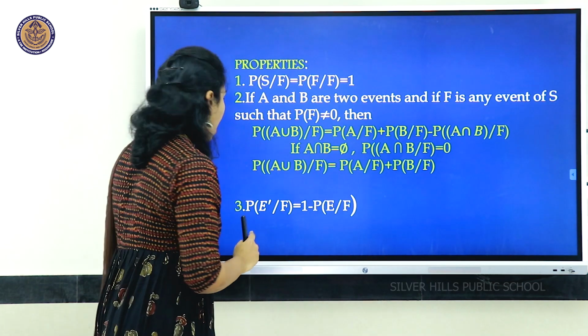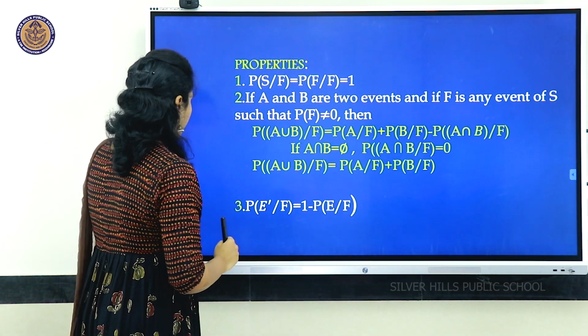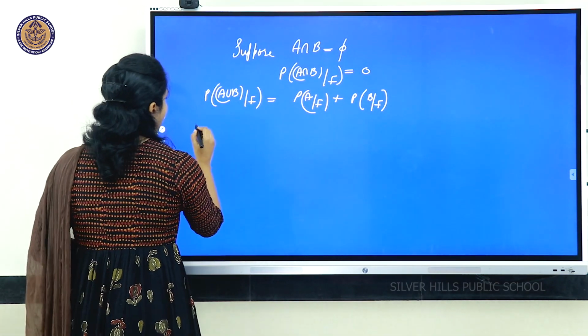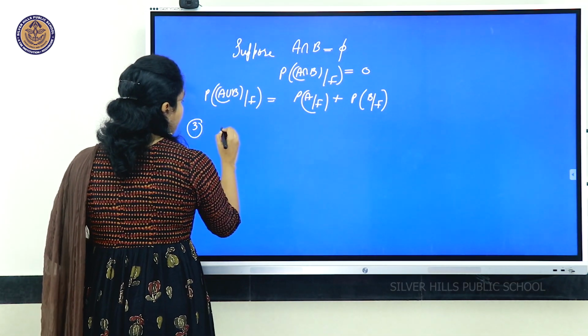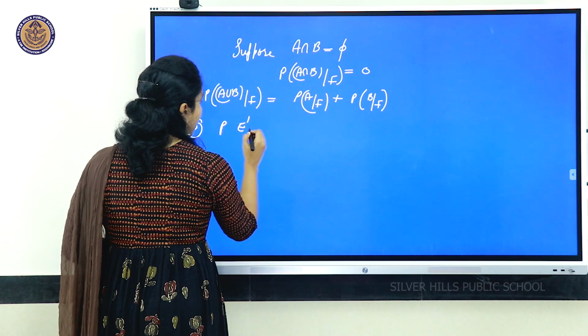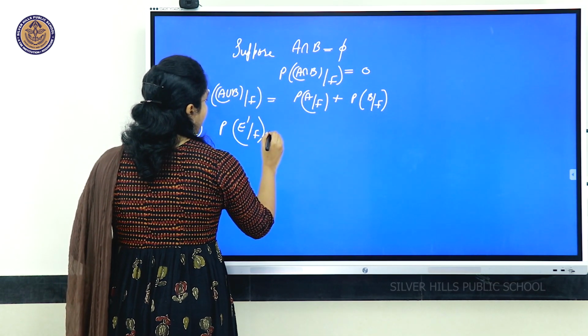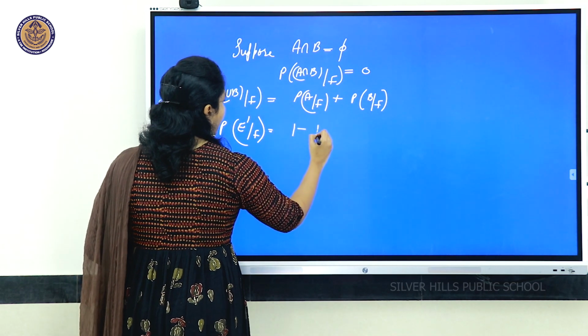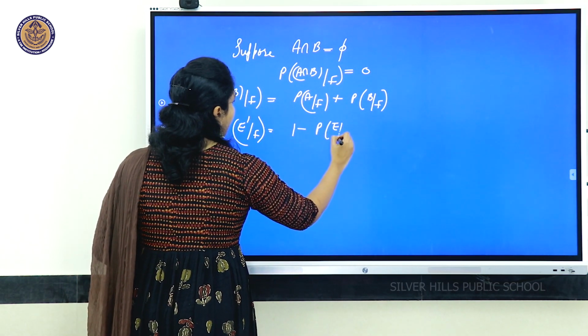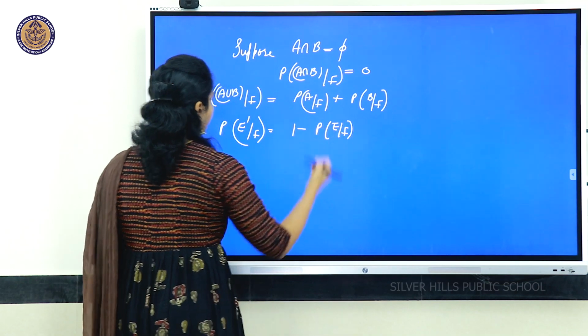Now let's see how we can prove that part. That is the third one. Probability of E complement given F is equal to 1 minus P of E given F. This is what we need to prove.